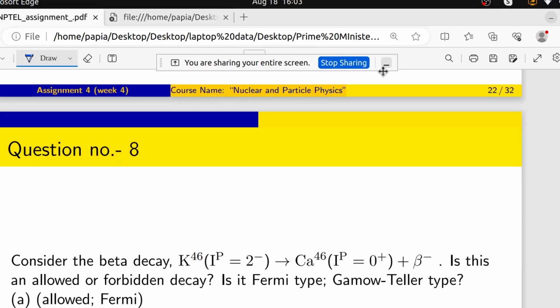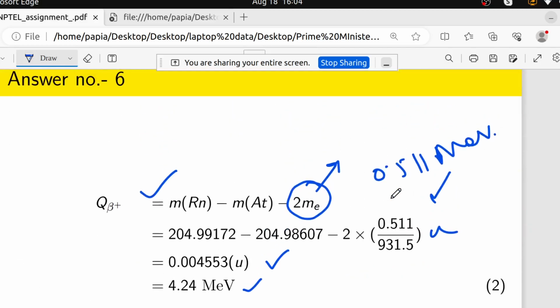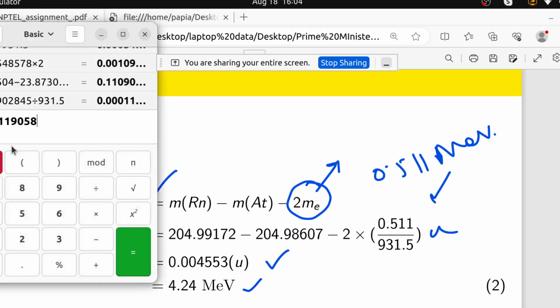Actually, we have to multiply the last one, atomic mass unit, into 931, right? Not divide. Okay, let me check that one. Just a minute. See, yeah. So here, you have to multiply. Sorry, because the U is there. What was the answer? Something 0. It was 0.11 something. 0.1101.